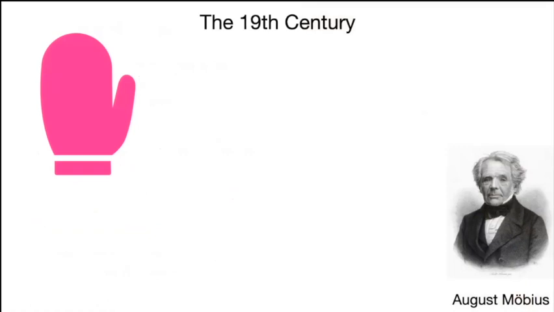Okay, now let's move up to the 19th century, the early 19th century. And you probably know Möbius from the Möbius band. Here, let's do a little thought experiment. Let's say I had that mitten and it was sitting on the table, and let's say that looks like a left-handed mitten. So you had a left-handed mitten sitting on the table and you wanted to put it on your right hand. Could you do that with a left-handed mitten? How could you turn a left-handed mitten into a right-handed mitten?